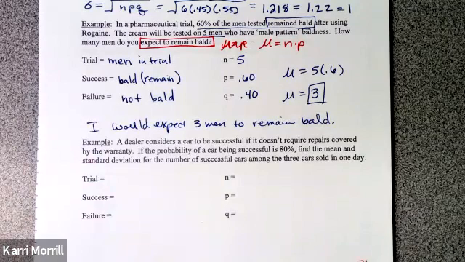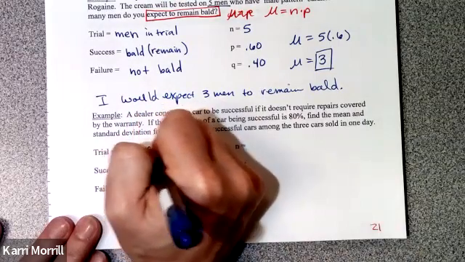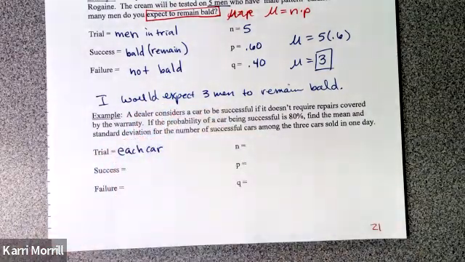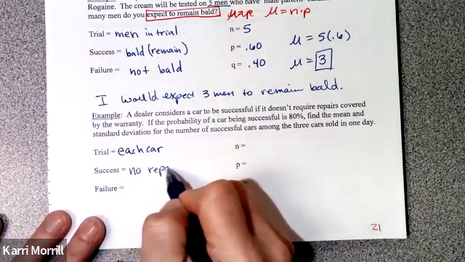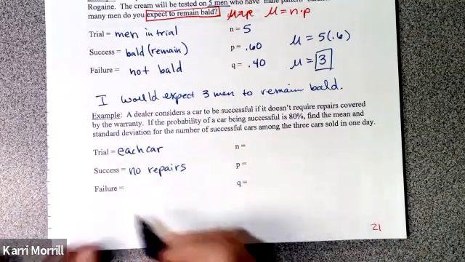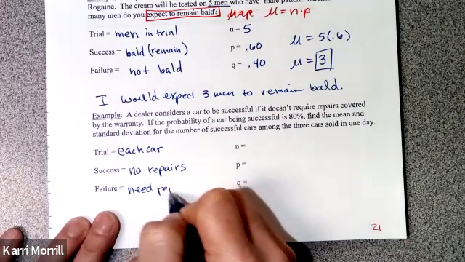Example: a dealer considers a car to be successful if it doesn't require repairs covered by the warranty. If the probability of a car being successful is 80%, find the mean and standard deviation for the number of successful cars among 3 cars sold in one day. Each time you need to think, I am talking about each car. What is this trial about? Identify what a success means. This meant there were no repairs. They didn't ever go back to the repair shop. A failure would mean at some point it needed repairs.